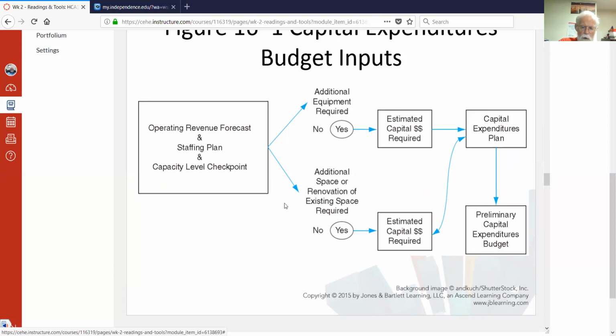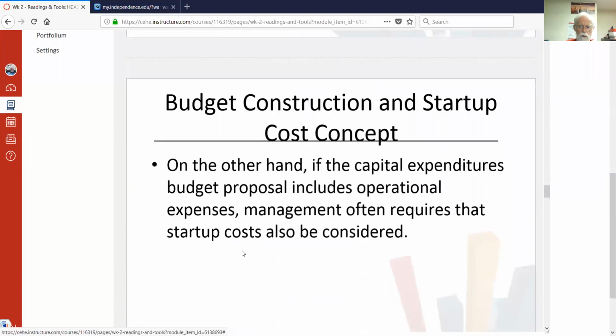Additional space or renovations? No, well, then it's over. Yes, however, that has to go in, and that goes into the CapEx plan. And that's a two-way street, because our CapEx plan tells us what we can afford in terms of capital expenditure. And then, of course, everything does go into that budget. So we have to have all this information in order to construct it.